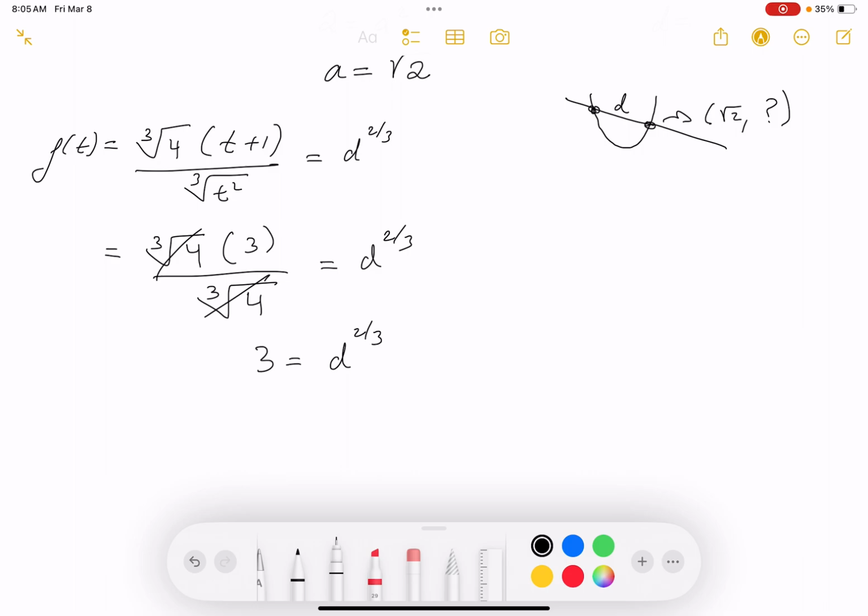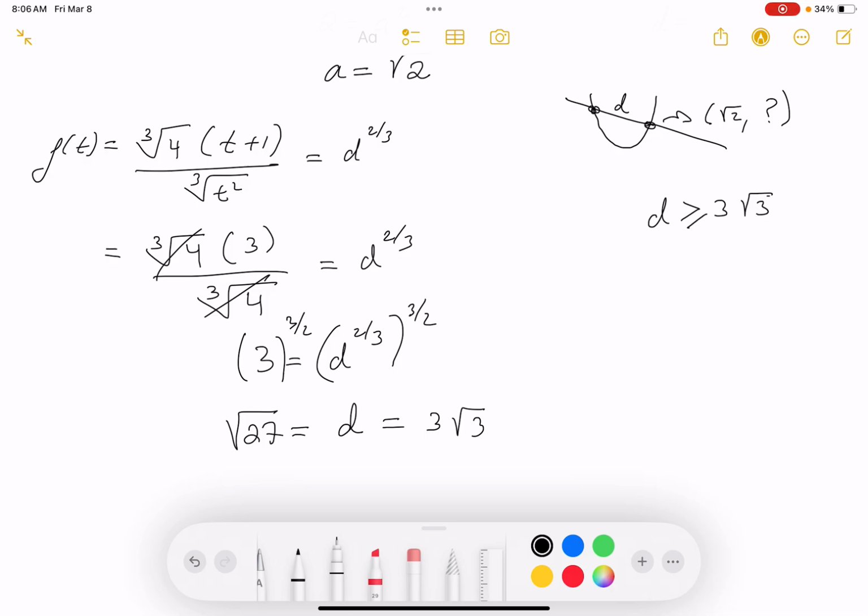And now I'm going to raise both sides to the 3 over 2. And what do you get there? You get d. And then what do you get there? You get the square root of 27. But if you prefer, you don't have to write that down. You could write down 3 root 3. So what I know now is this is the minimal distance, so the d is always going to be greater than or equal to 3 root 3 for that normal line, by the way.